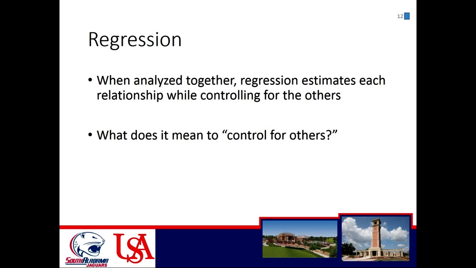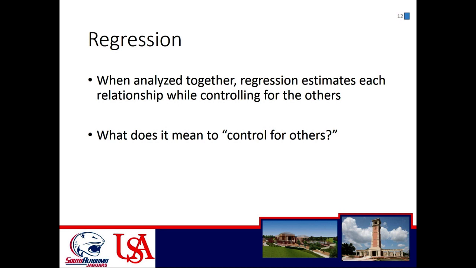And in general, what it means to control for others is you're accounting for the variance explained by the other variables. So when you're saying control for others, that means you're still getting an estimate of those relationships, but you're deciding, well, there's some variance that should go to predictor A and not predictor B. There's some variance that should go to predictor C, but not predictor A. And you're trying to partition that variance. You're trying to partition how well each variable explains when accounting for the other.